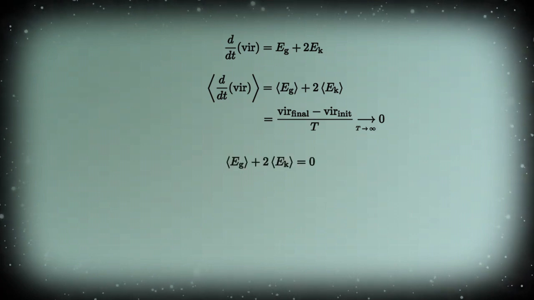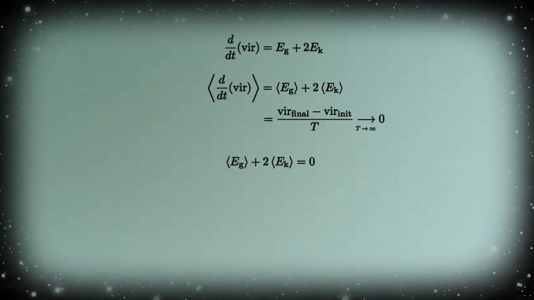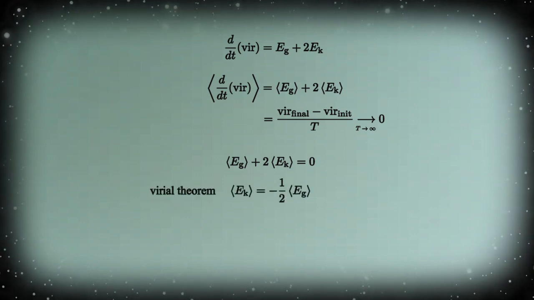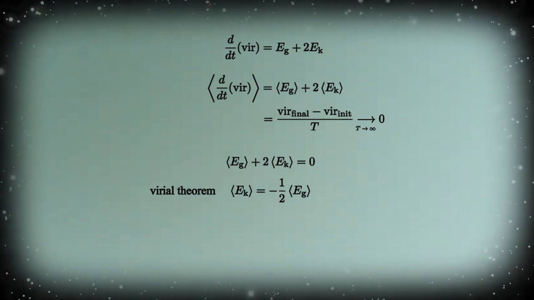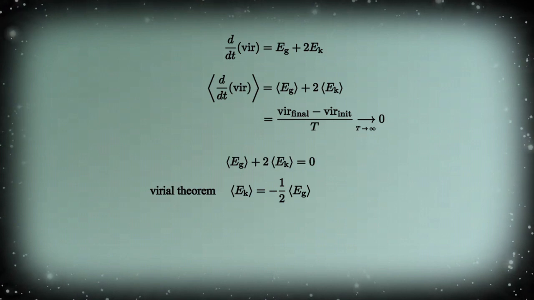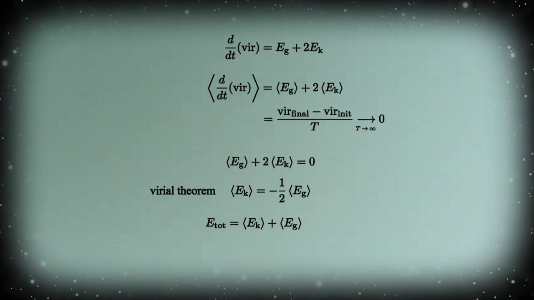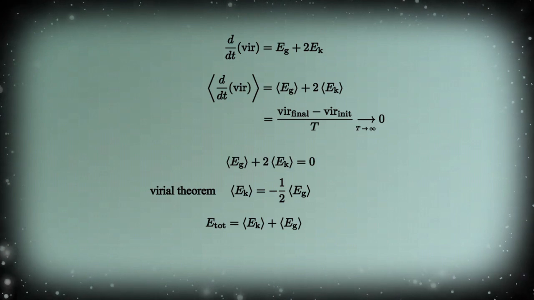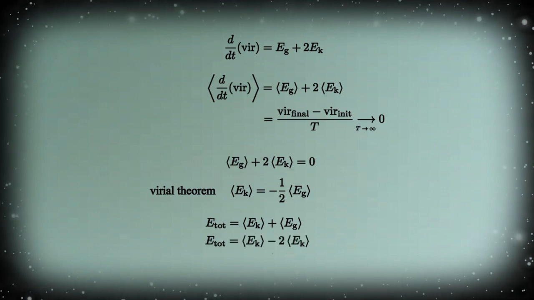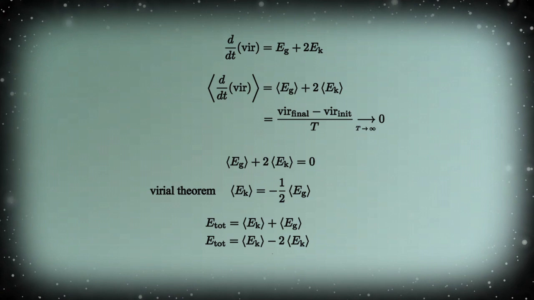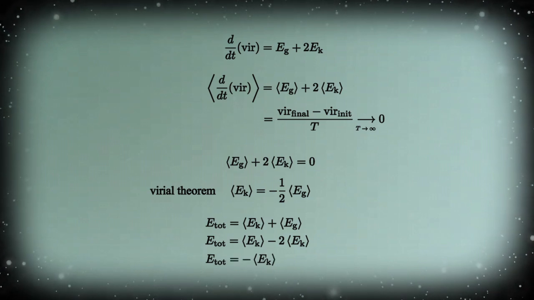Therefore, the long-term average of gravitational energy plus twice the kinetic energy equals 0, which leads to the virial theorem as advertised. Another way to express it is in terms of the total energy. In general, the total energy is the sum of kinetic and potential. In this case, it must be a negative number because the system is bound. And since we now know the potential energy is -2 times the kinetic energy, the total energy must be equal to minus the kinetic energy.